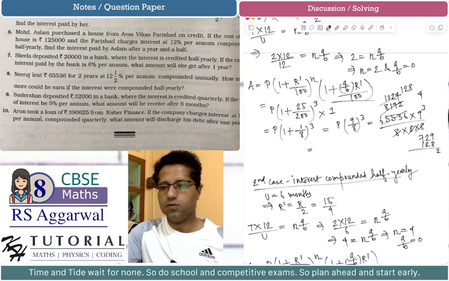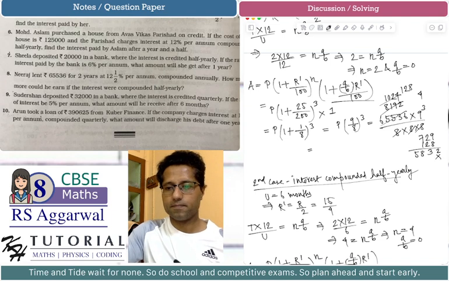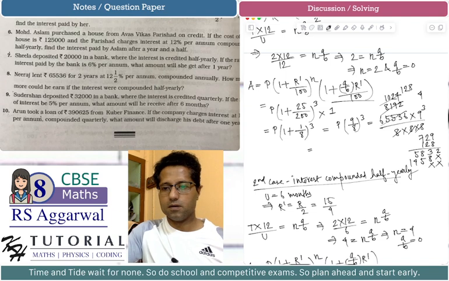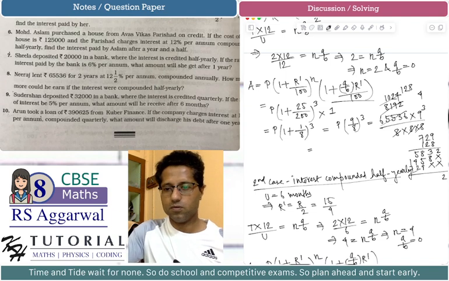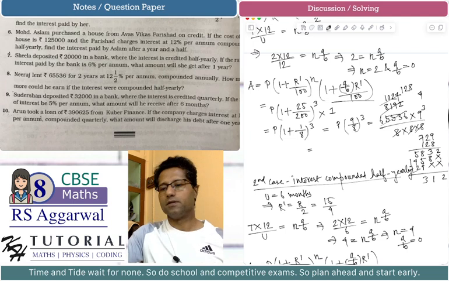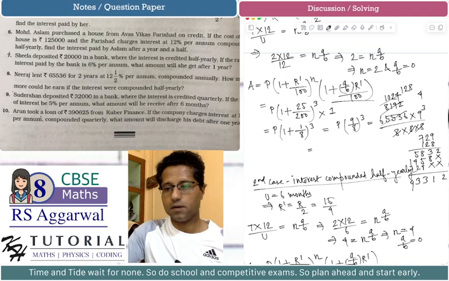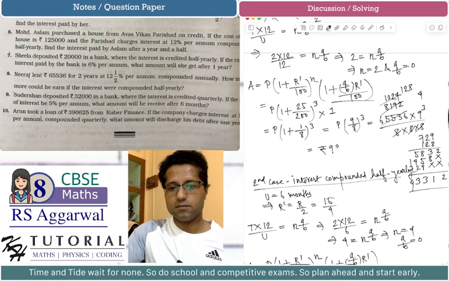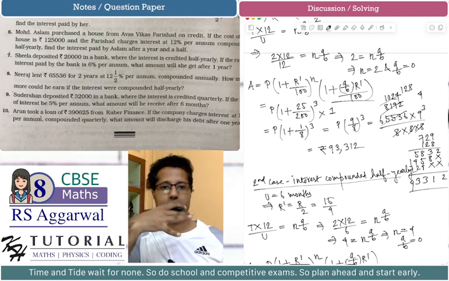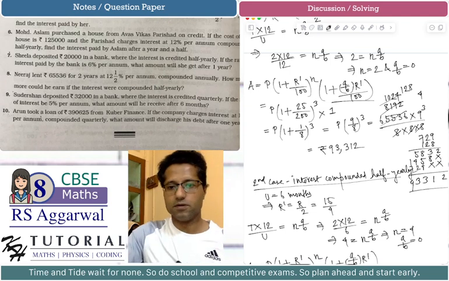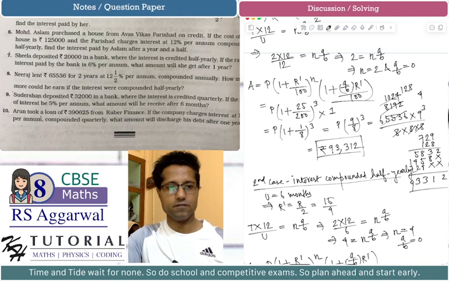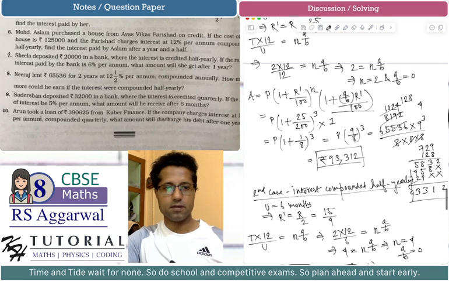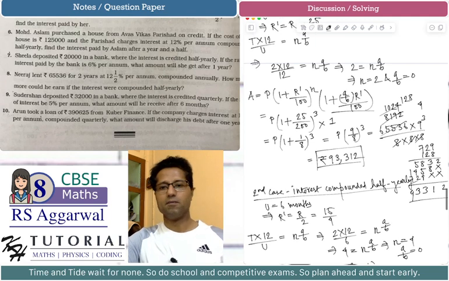So this is 93,312 rupees. This is the amount received by Neeraj when the interest is being compounded annually.